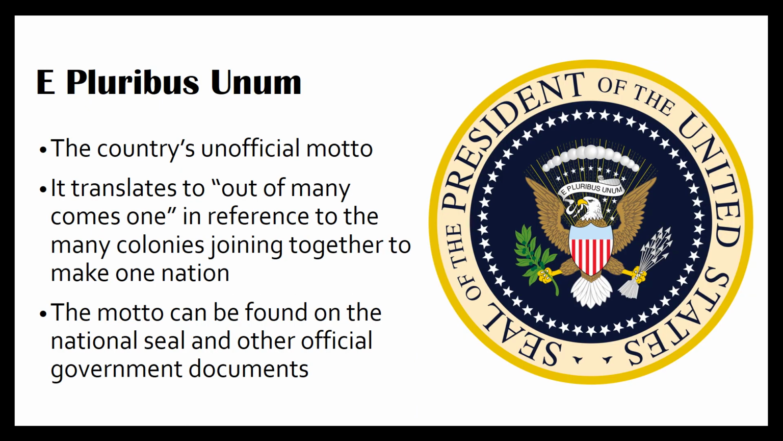E pluribus unum. It's the country's unofficial motto. It translates to out of many comes one, in reference to the many colonies joining together to make one nation. The motto can be found on the national seal and other official government documents. This seal here on the right, this is actually the presidential seal of the United States, and if you look just above the eagle's head, we can see it says E pluribus unum. And of course that means out of many comes one.